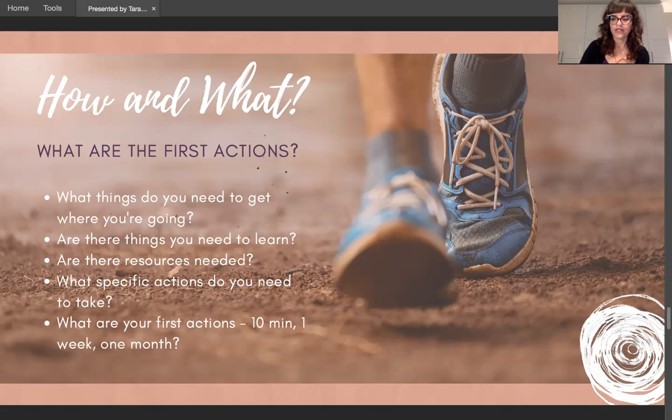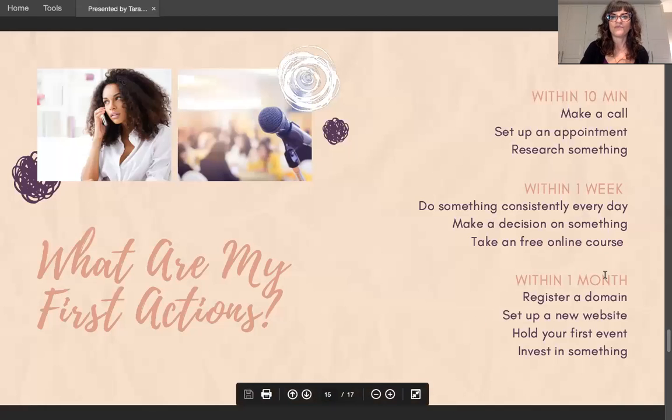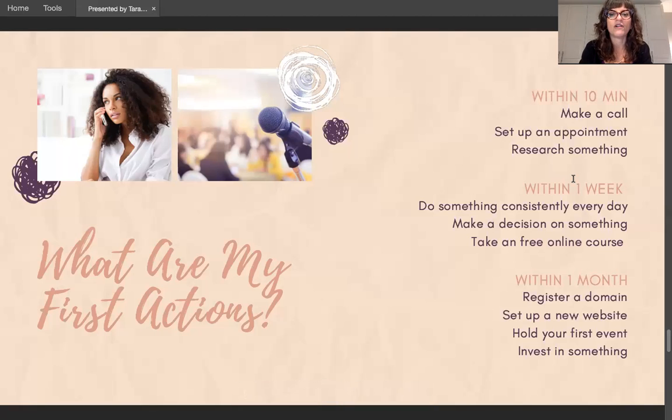So here are some examples. Within 10 minutes, you can make a call, set up an appointment, research something, or text someone. Within a week, you could do something consistently every day, so maybe you're spending 30 minutes a day exercising or moving in some way. You can make a decision on something. You can take a free online course or a paid course to teach you some skill that you don't have. One of the things that I've needed to learn is how to grow an email list, how to use Instagram properly, and how to use Canva, which this presentation is made in.